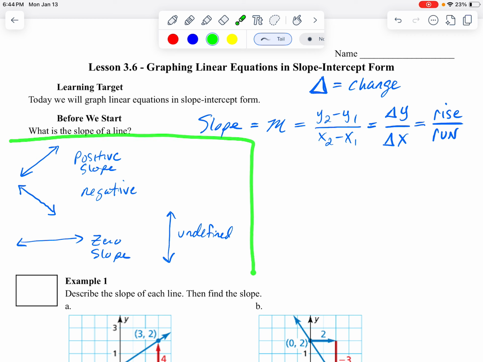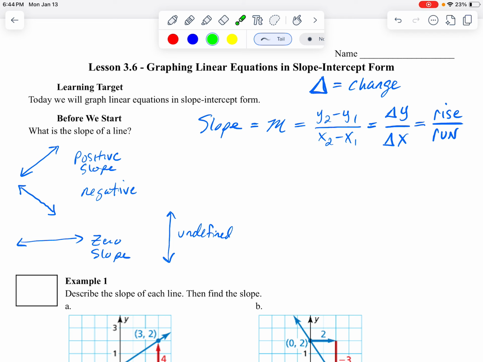So slope is kind of like the angle of the line. If we draw a straight line, we can draw it a lot of different ways. And so slope is the number that represents the angle of the line. Positive slopes go up as they go to the right. Negative slopes go down as they go to the right. If a line has zero slope, that's going to be horizontal. And undefined slope is a vertical line.